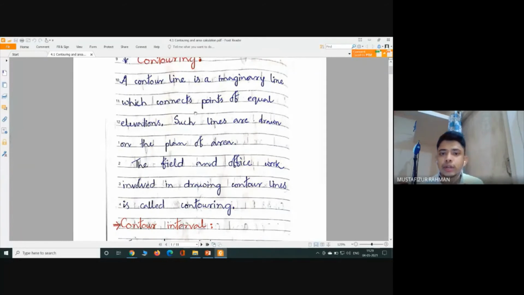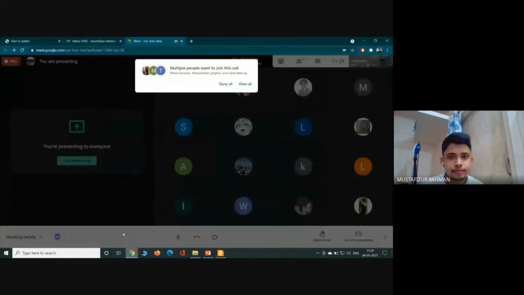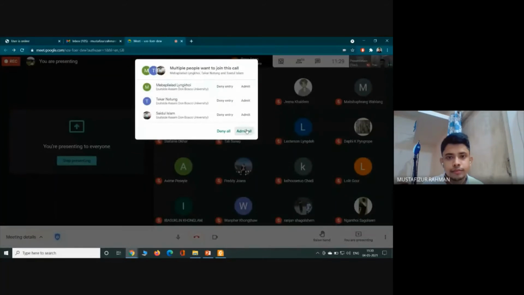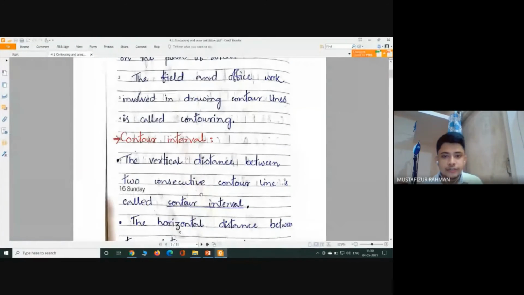Okay, where were we? Contouring. We know what contouring is. What is contour interval? Contour interval is the vertical distance between two consecutive contour lines.